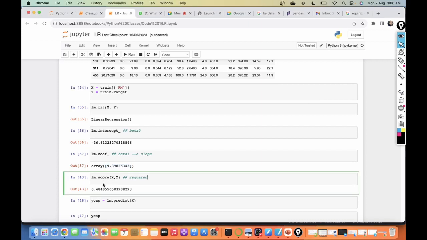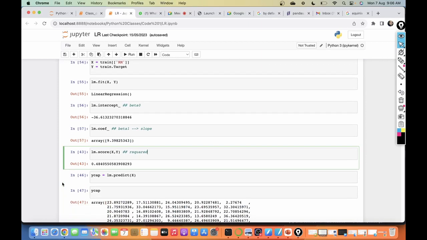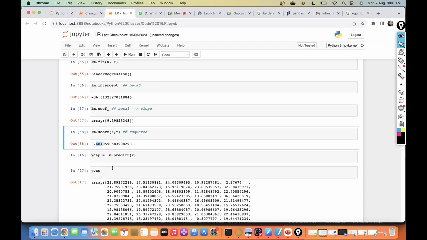Now we'll find the R squared. So we know what R squared is. R squared is the coefficient of determination, which tells us how much the independent variable defines or provides the variance to the y, right? So we'll find x. Now we can say we are only able to define 48, right? That is the R squared value.